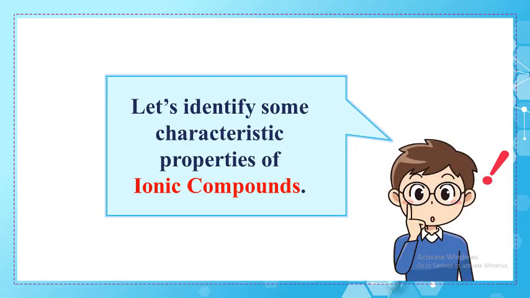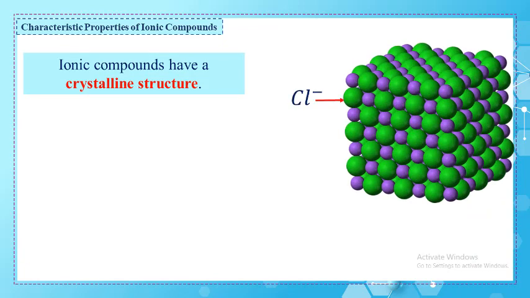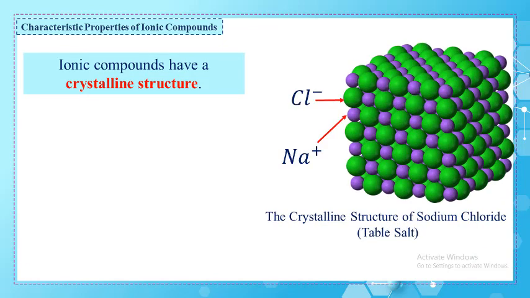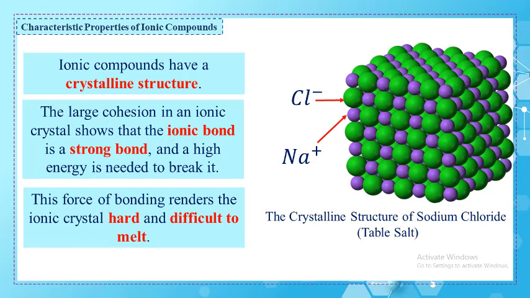Let's identify some characteristic properties of ionic compounds. The ionic compounds have a crystalline structure. This is the crystalline structure of sodium chloride. The large cohesion in an ionic crystal shows that the ionic bond is a strong bond and a high energy is needed to break it. This force of bonding renders the ionic crystal hard and difficult to melt.